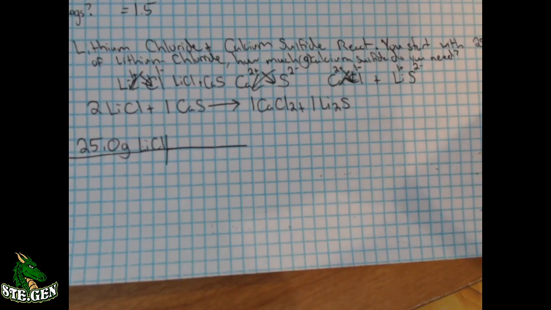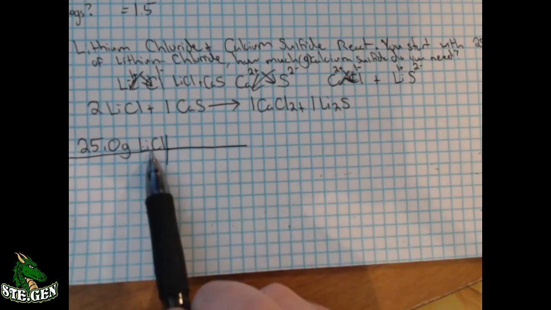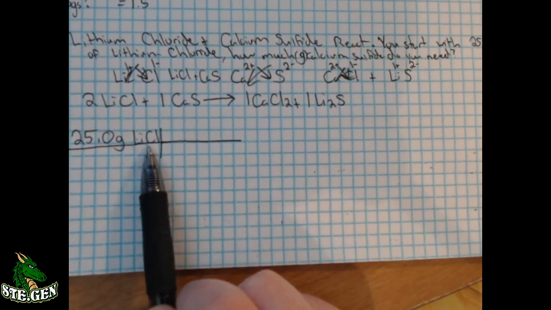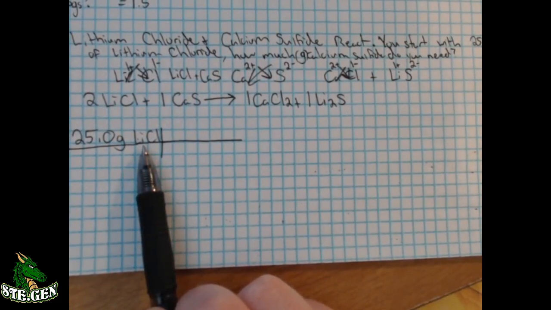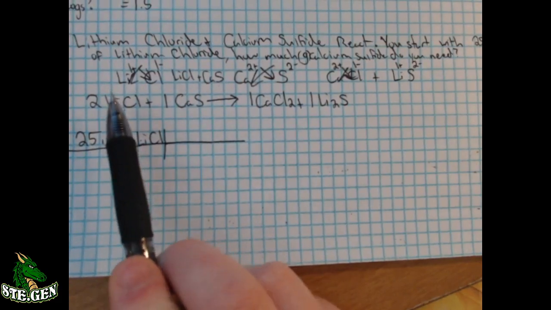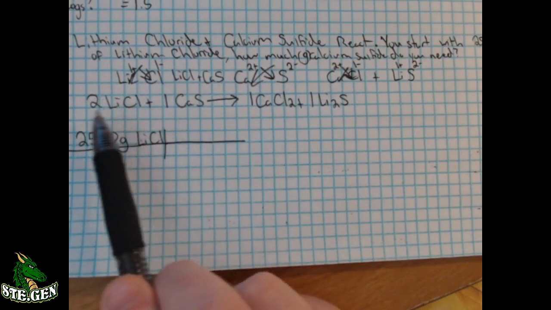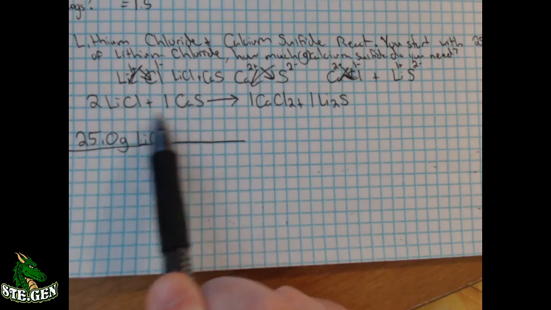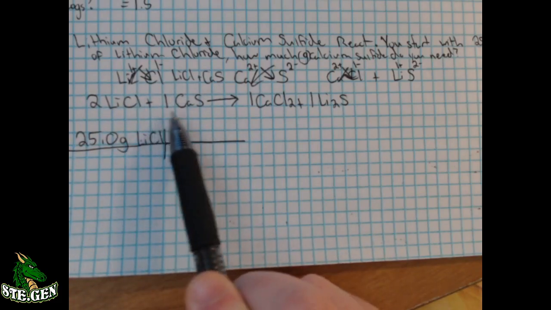Well, no. There's no direct conversion factor for that. And anytime you want to change the element you're talking about, anytime you want to change the specific chemical, that means you have to get it to moles, and then you have to use the mole-to-mole ratio. You have to use the recipe that's up here. Tells you that for every 2 LiCl, you'll use 1 CaS.